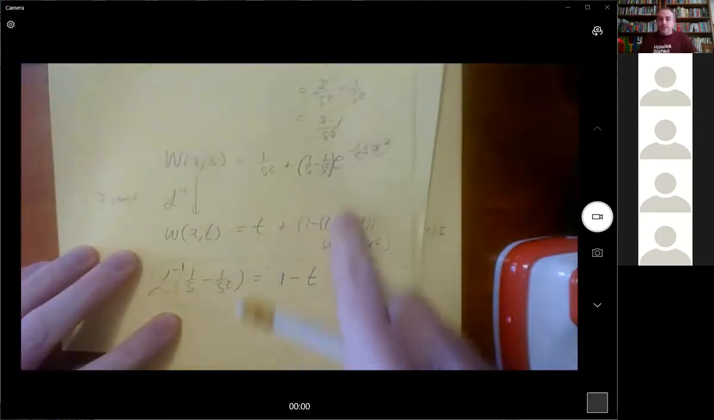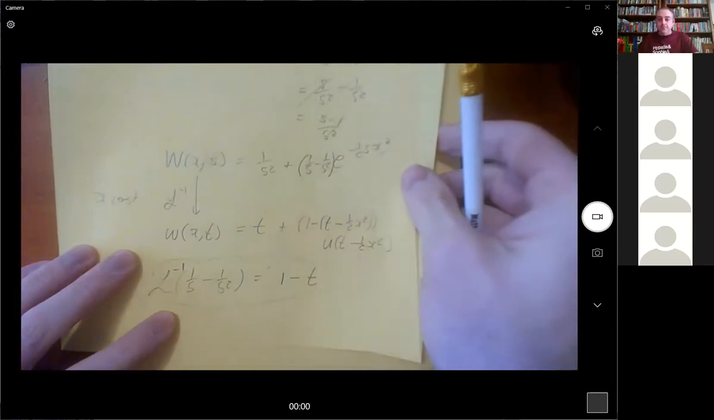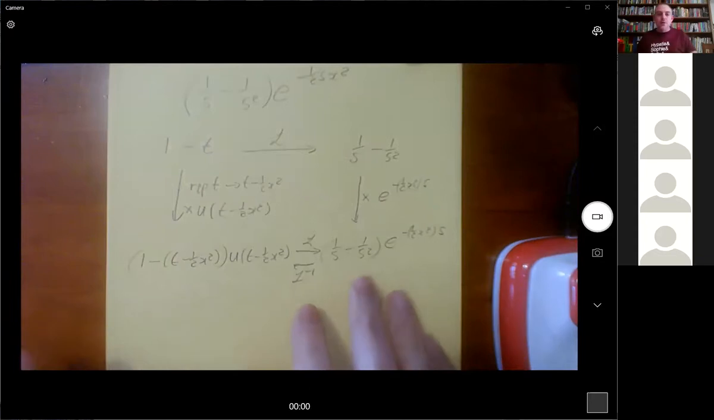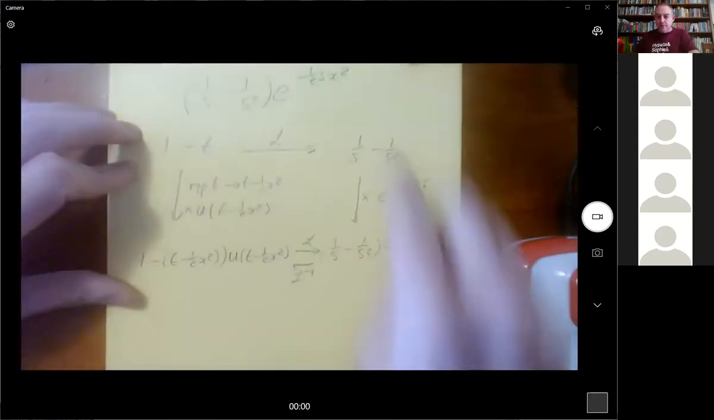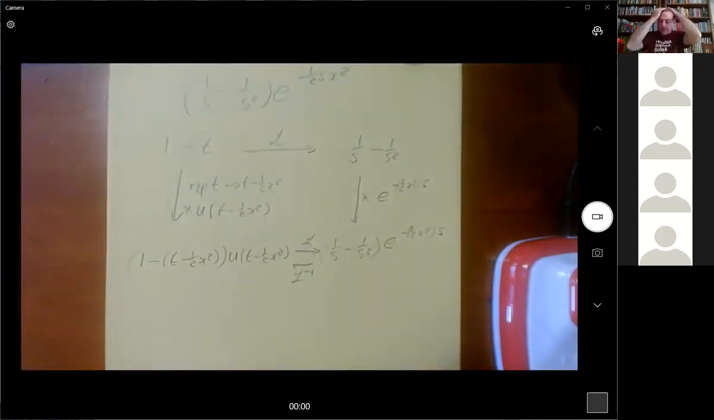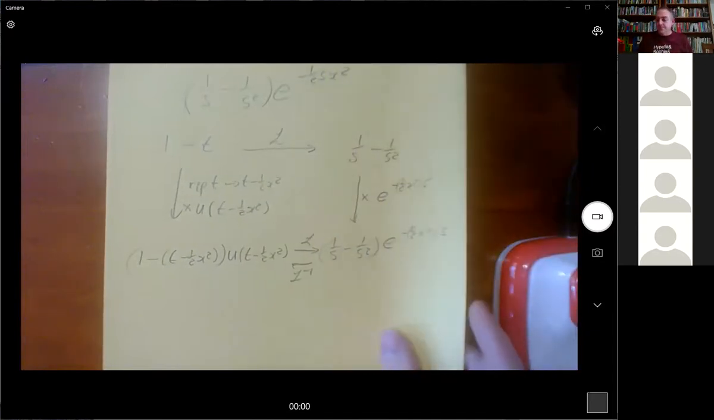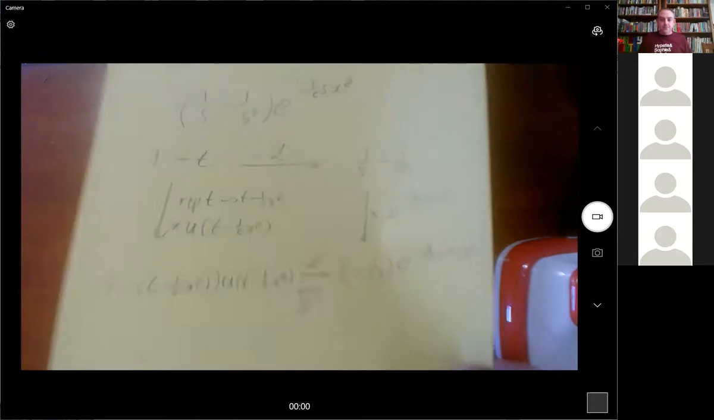Let's move here. I only just thought of this arrangement of it this year, and I just feel so much better about it than I used to. Okay.